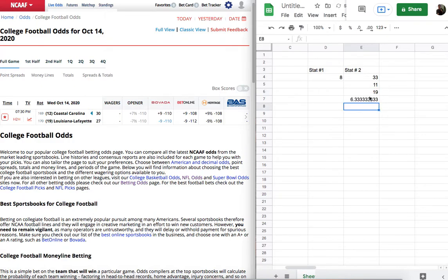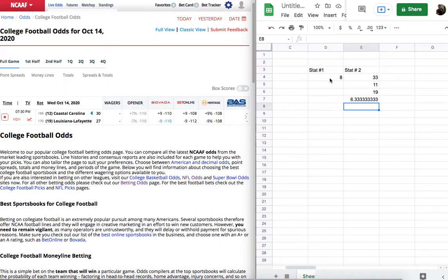So the final line is going to be Coastal Carolina minus 6. And by dividing it by 3 instead of 2, I got a more realistic number. So my final line for this would be Coastal Carolina minus 6. The actual line was Coastal plus 9, and they actually won outright.